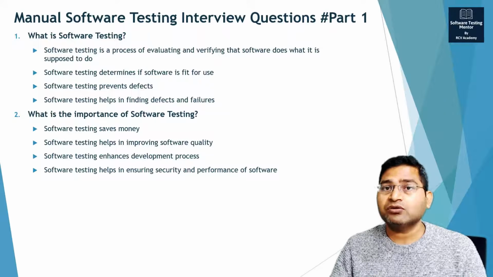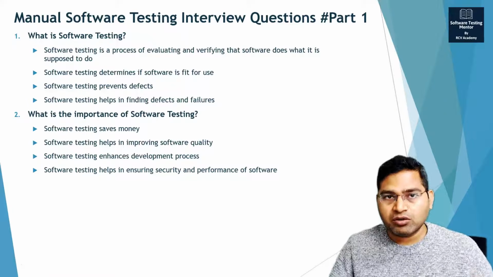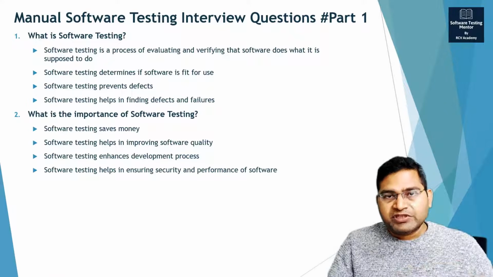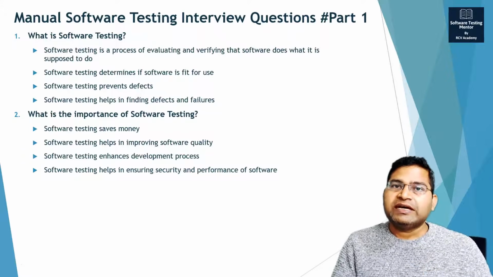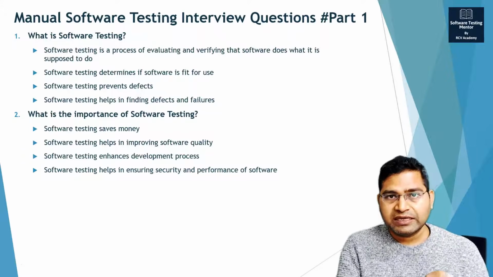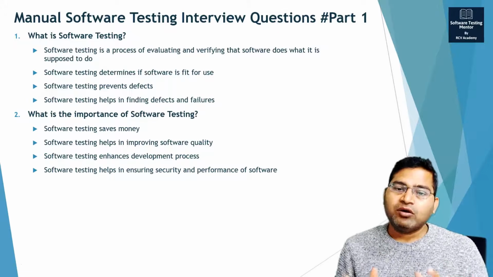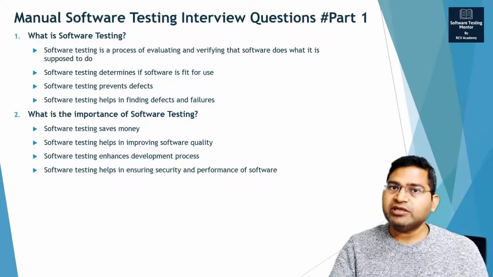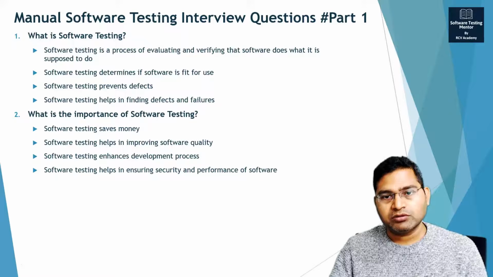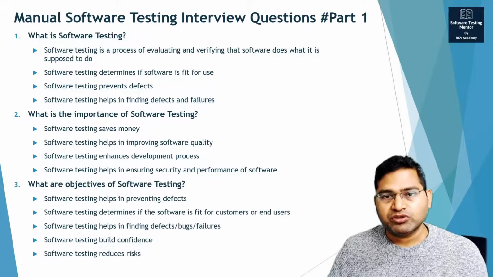Now, software testing is not just manual testing or automation testing. It's a broader concept, right? Software testing ensures that the security of the application is maintained. There is a security testing cycle that happens, and there is a performance testing cycle that happens. All of this ensures that the security and performance of the application are intact and up to the mark. So this is what the importance of software testing is.